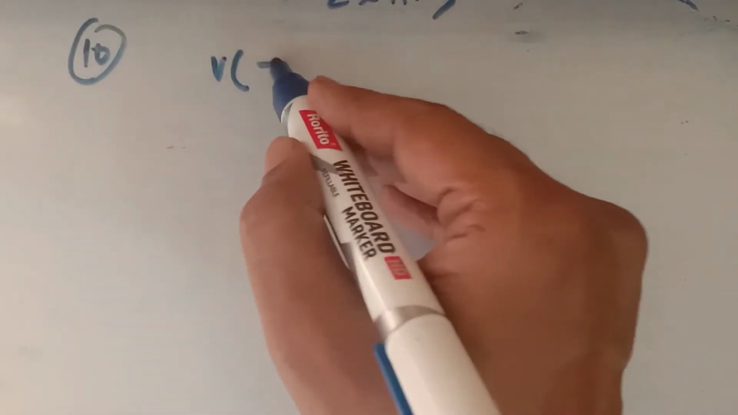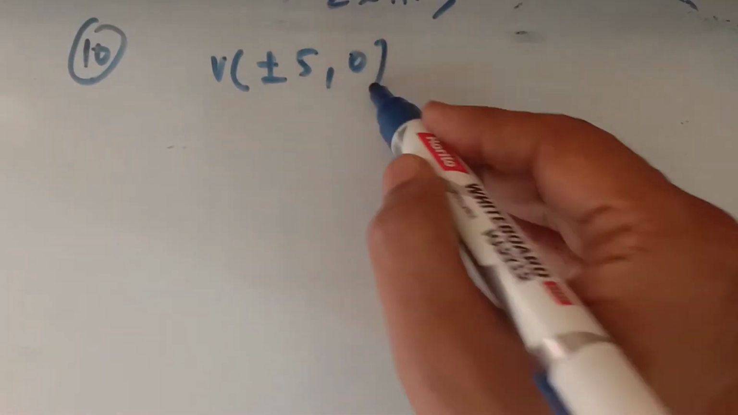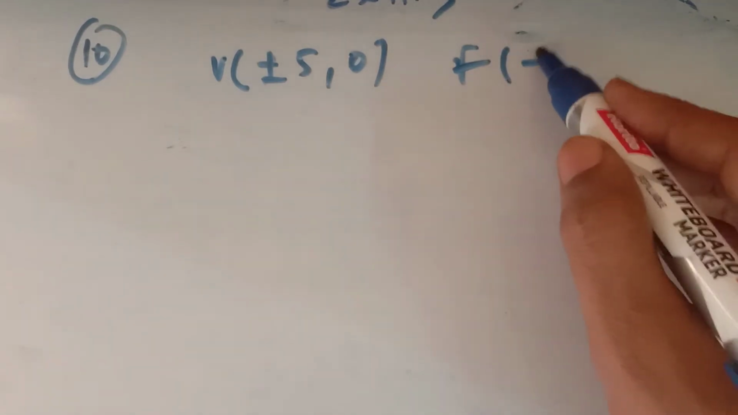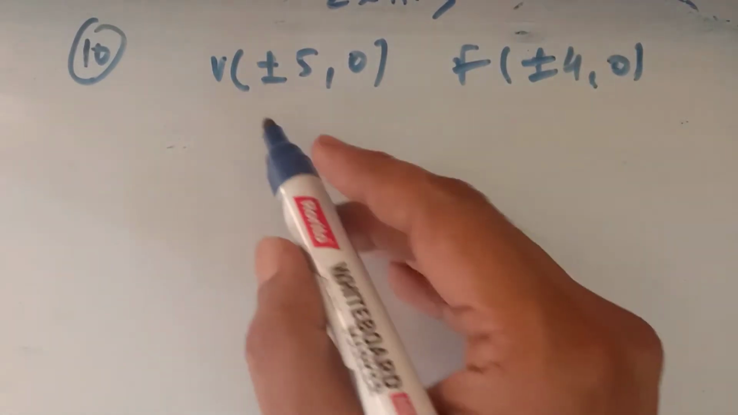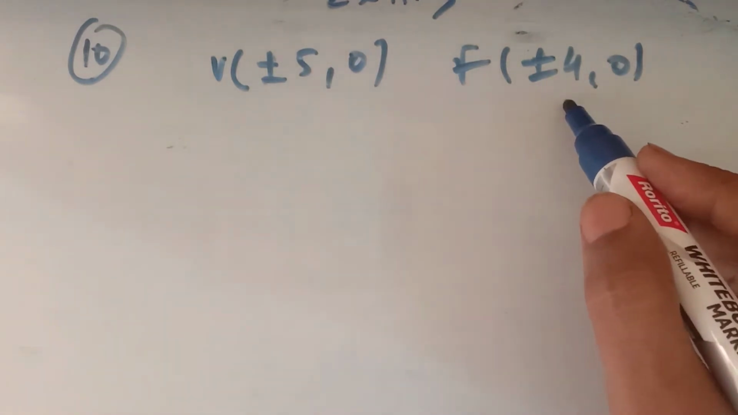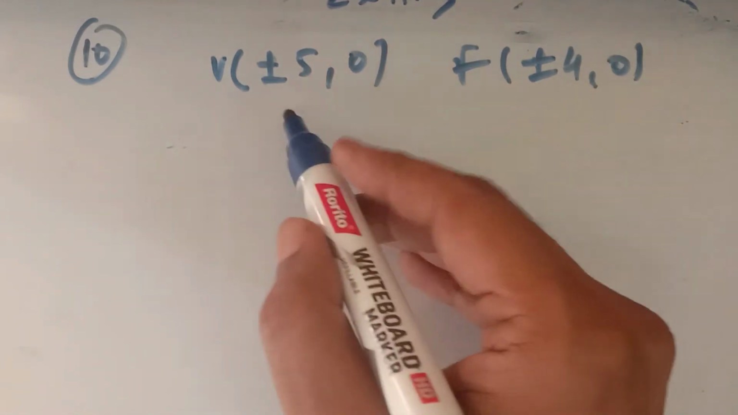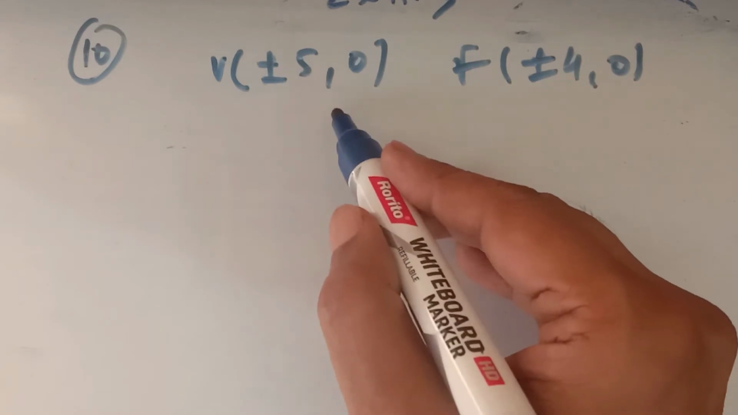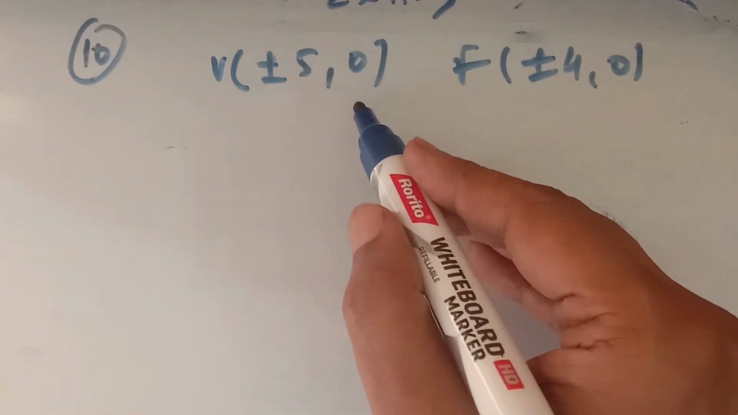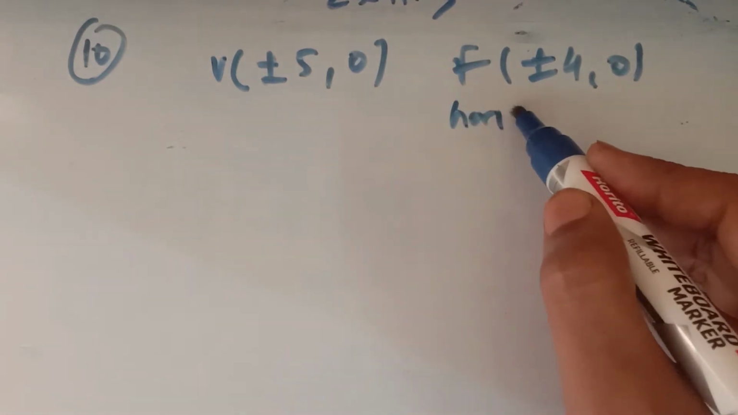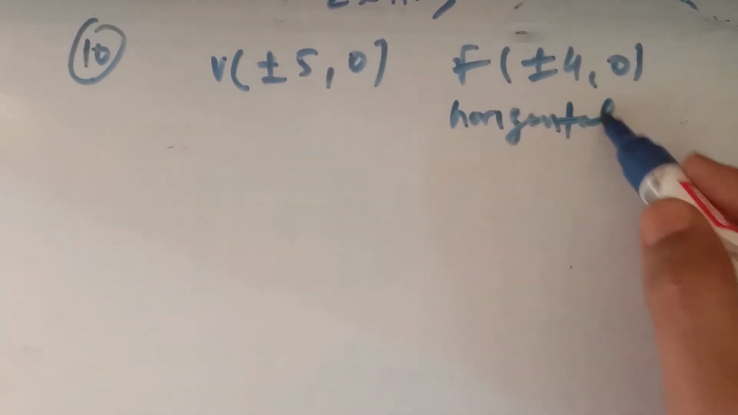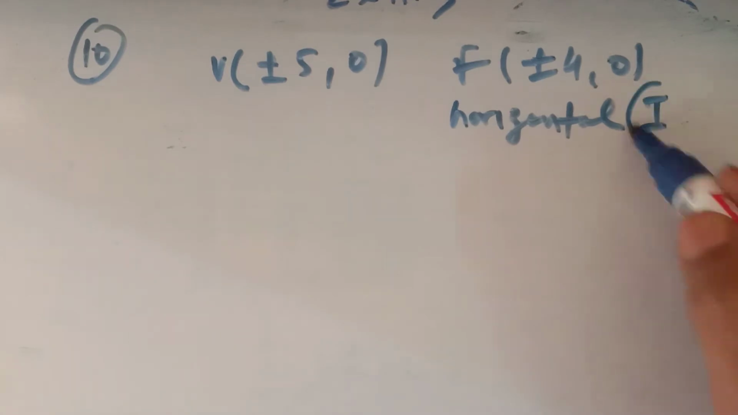Now after that, some parts of the ellipse are given, that is the vertex is given as (±5, 0) and the focus is given as (±4, 0), and you have to find the equation of the ellipse. Now the vertex and the focus are given, and because the y coordinate is 0, its focus will lie on the x-axis, so it will be a horizontal ellipse. That is the first type ellipse.